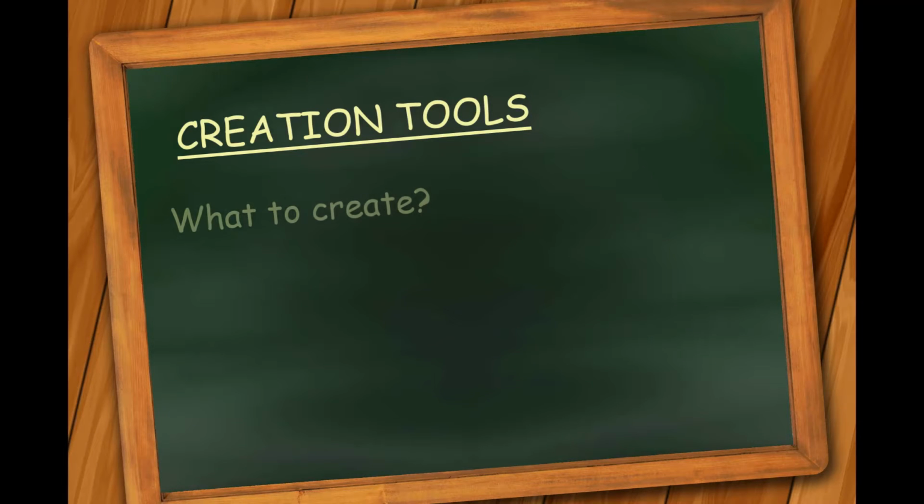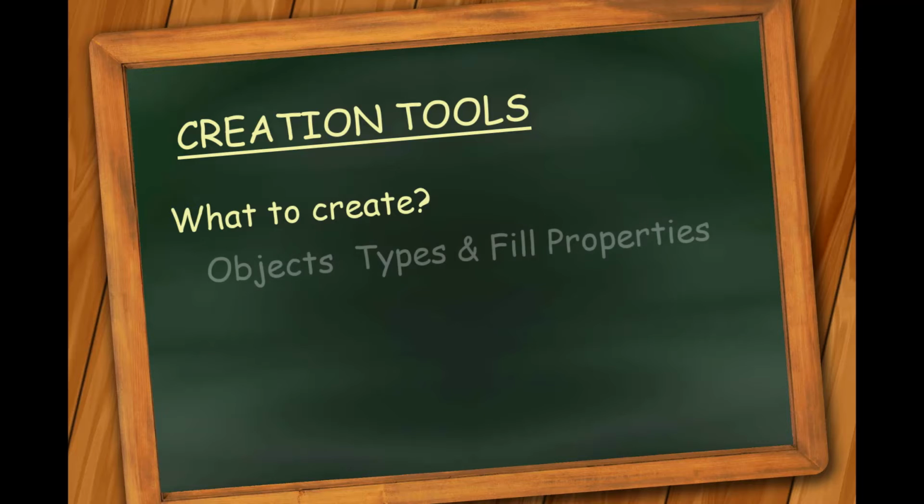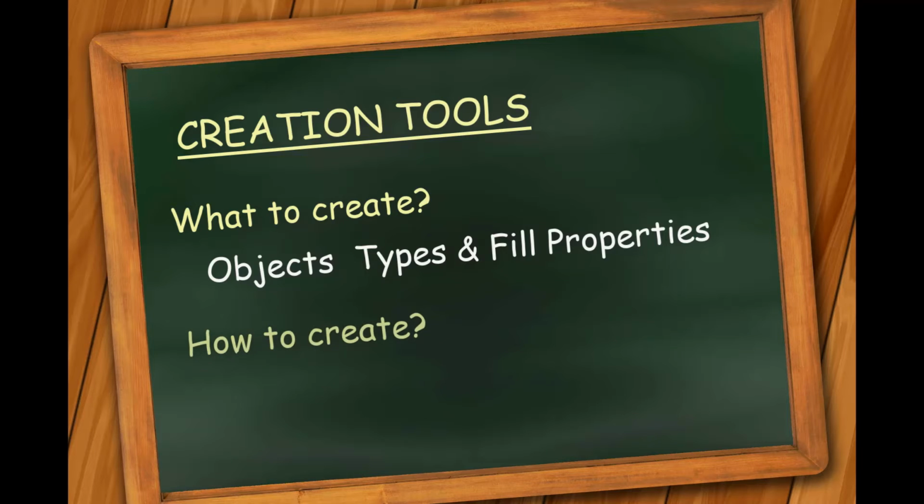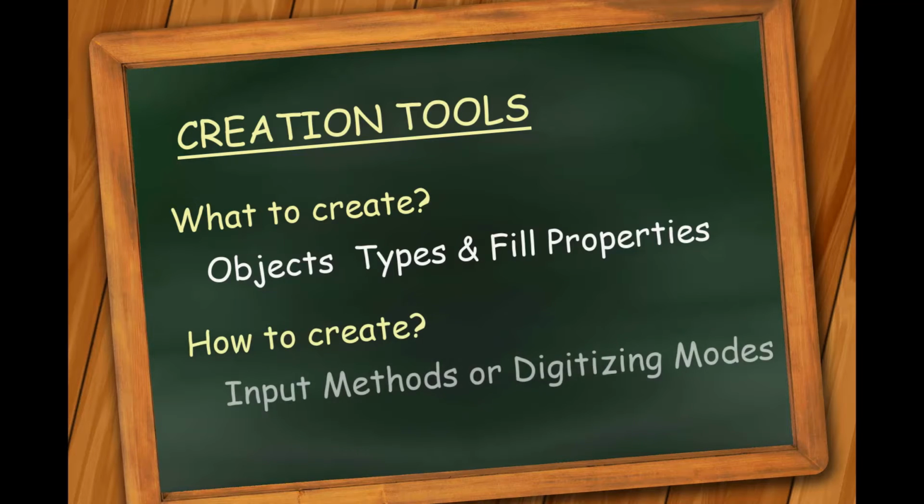There are two aspects when we talk about creation tools. What can we create? It refers to the individual parts to create: object types, fill styles, and properties. How can we create? It refers to the available options to digitize the objects, the digitizing modes.